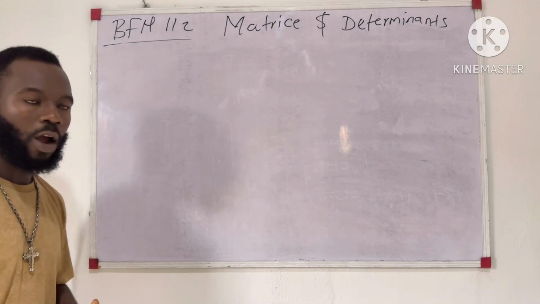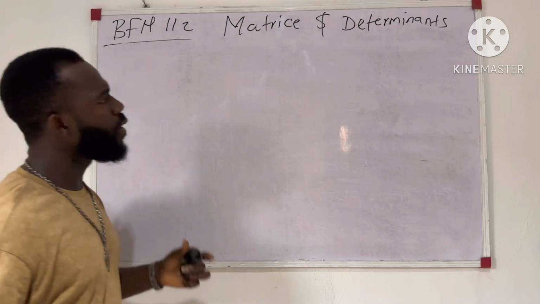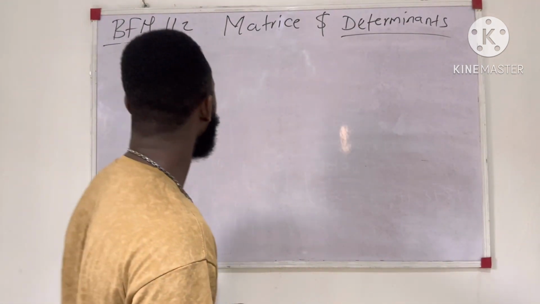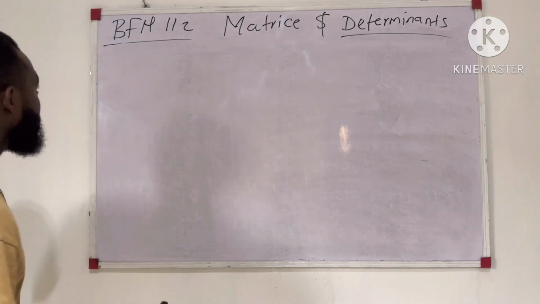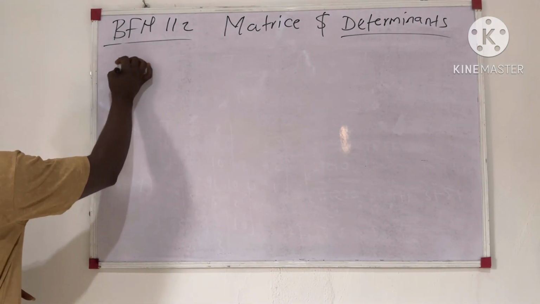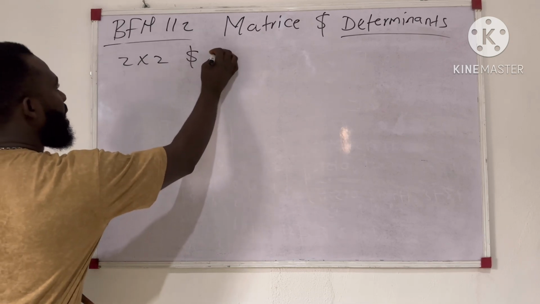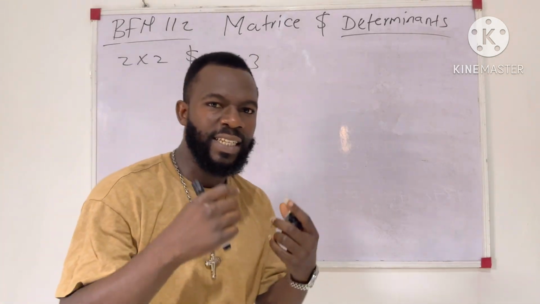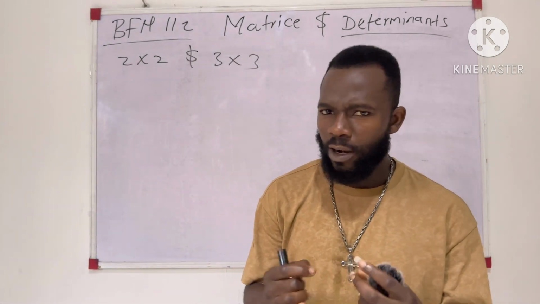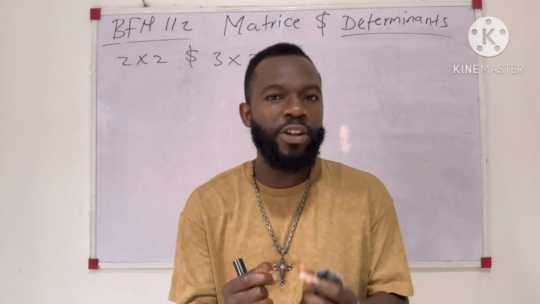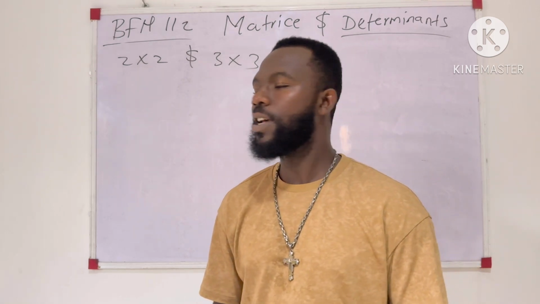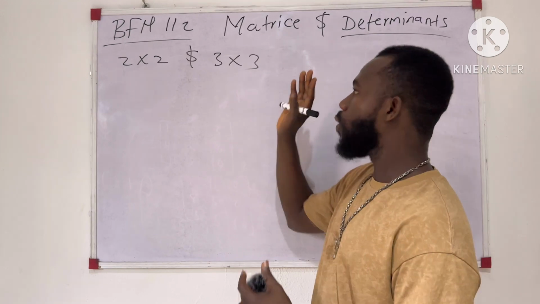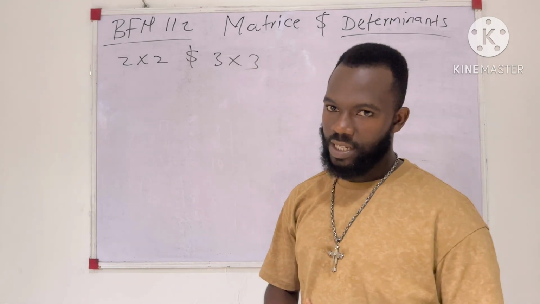Okay, now the first one we're going to be looking at today is the determinants of matrix. And we are going to be looking at it under two categories, which are 2 by 2 and 3 by 3. So we are going to be finding the determinants of 2 by 2 matrix, and also we are going to be finding the determinants of 3 by 3 matrix. So let us begin with the smaller, which has to do with the 2 by 2, and then we go to the 3 by 3 matrix determinants.